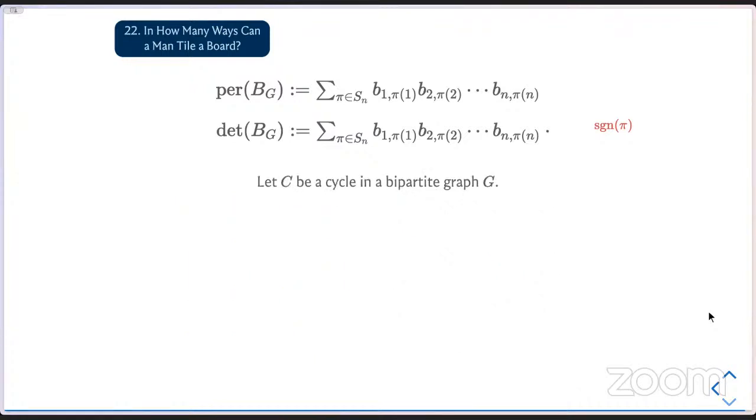All right, so suppose you have a cycle in a bipartite graph. Something that you can take as a fact if you don't know it already is that in a bipartite graph, all cycles have even length.